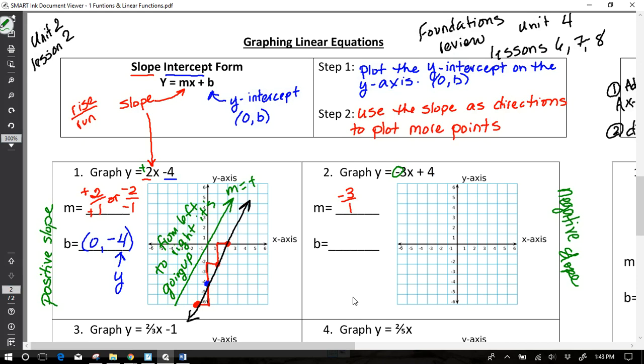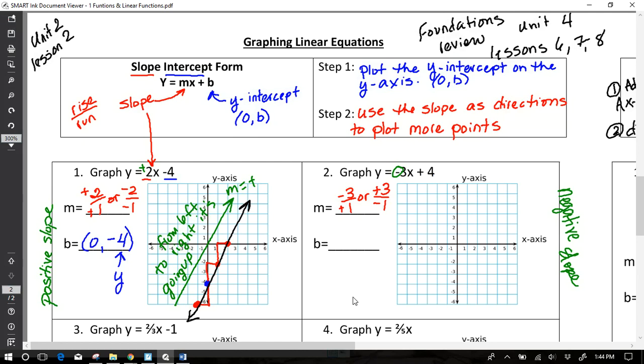Now we could also write the slope if we change both the signs. I could make that -3 into a +3. But remember, I would also have to make this +1 into a -1. So +3 divided by -1 is still going to equal -3. So it doesn't change the value.